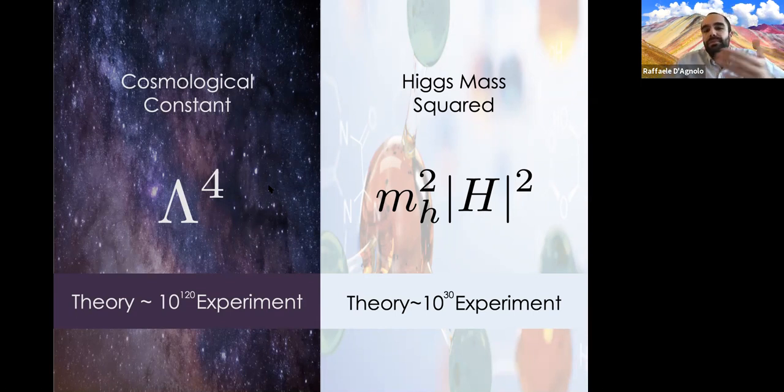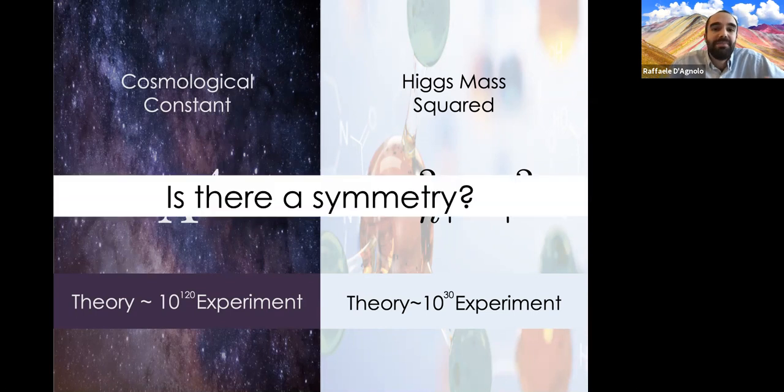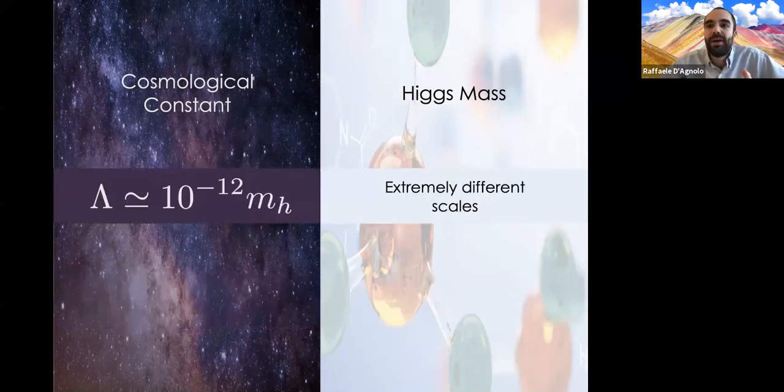Okay, so faced with this, I would say that the easiest answer that might come to mind is that there is a symmetry that protects these parameters. Maybe it's embedded in this very high energy theory, but maybe it arises at much lower energies. And if you think about a symmetry, you immediately notice that the two parameters that we measure are at very different scales, one with respect to the other. The cosmological constant is much smaller than the X mass.